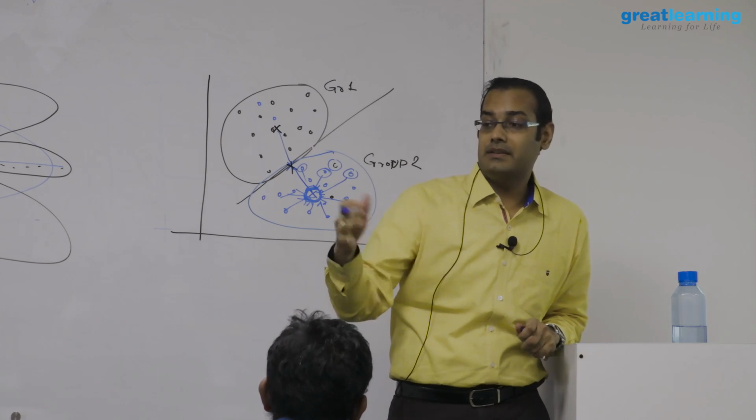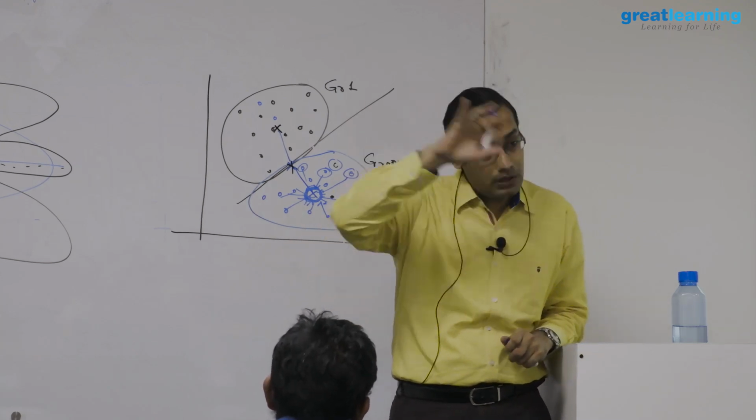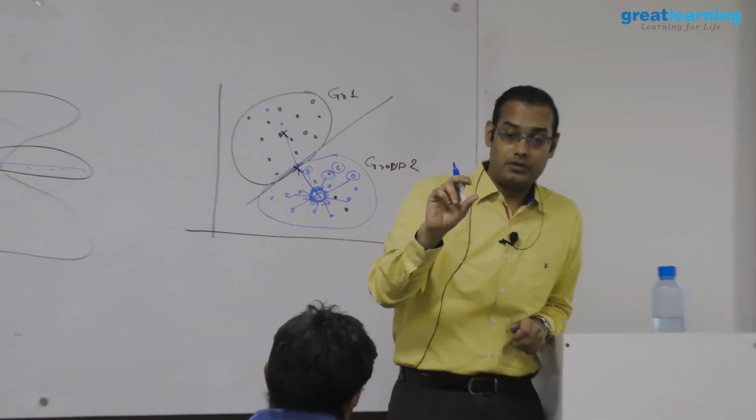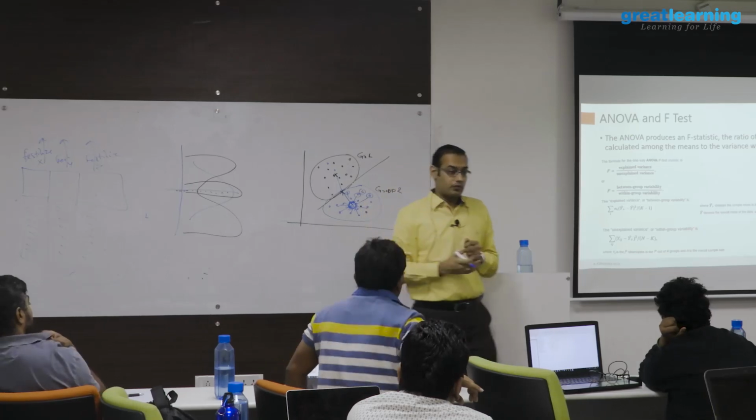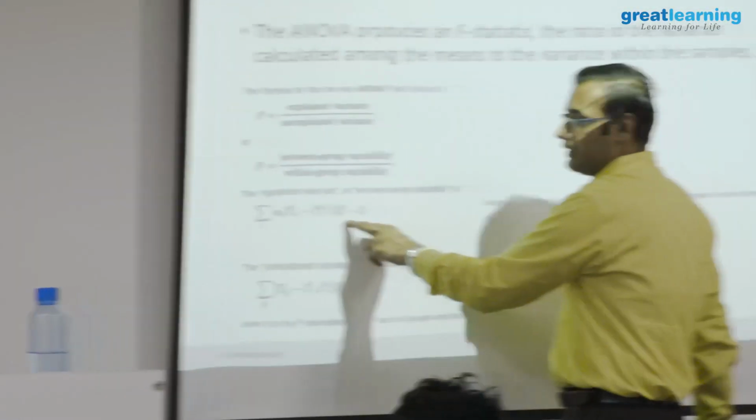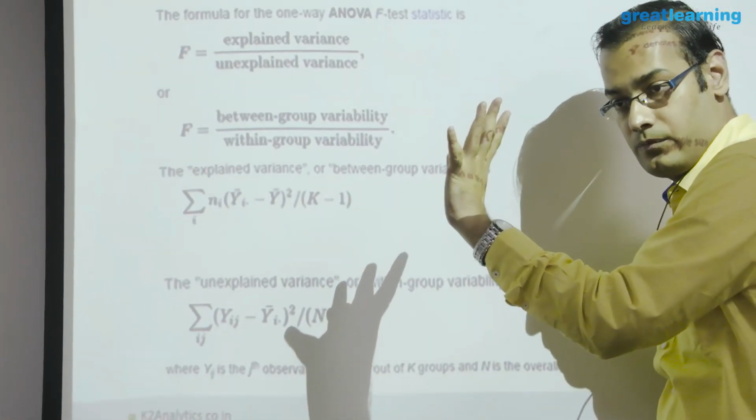Divided by n minus k. n is the total number of observations, and k is the number of groups. So here the degree of freedom is, if there are 5 groups, degree of freedom will be 4. Why 4?